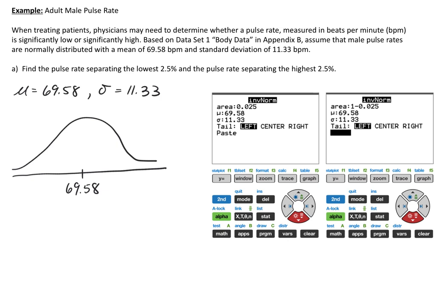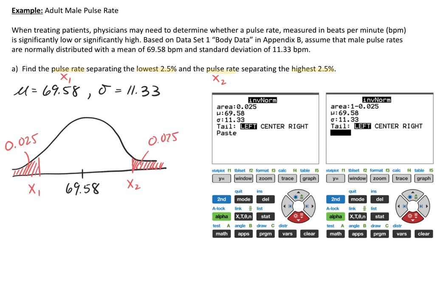And in this problem, we want to find the pulse rate separating the lowest 2.5% and the pulse rate separating the highest 2.5%. So we're going to call the pulse rate that separates the lowest 2.5% x sub 1, and then the pulse rate that separates the highest 2.5% x sub 2. So let's go ahead and mark that on our distribution and try to make it somewhat symmetrical. X sub 1 on the left, x sub 2 on the right. Okay, and then we have an area to the left of x sub 1. Convert 2.5% (always convert it to its decimal equivalent). Okay, and then the area on the right tail has the same area, so that's also 0.025.